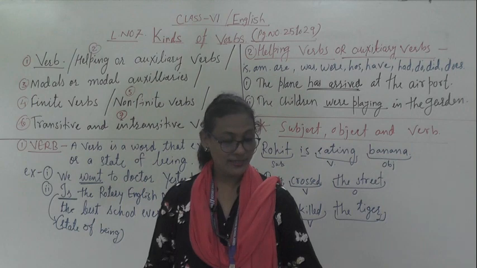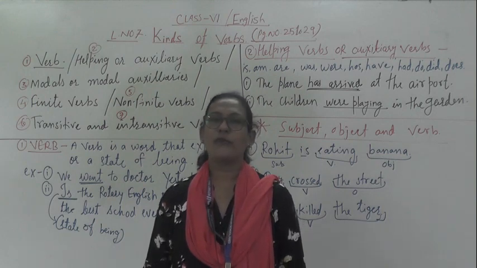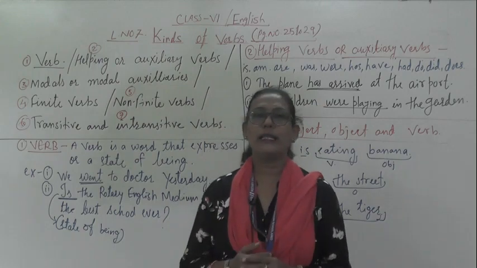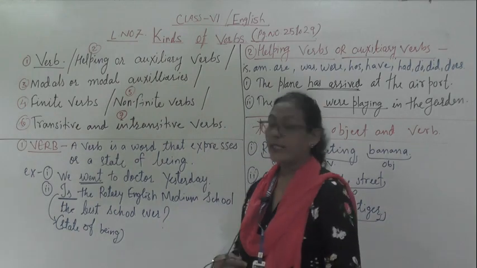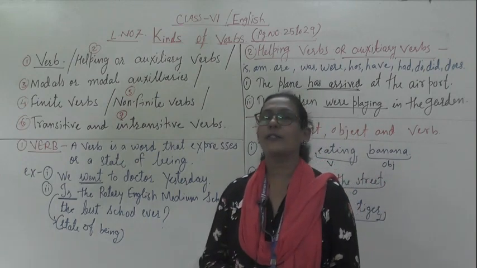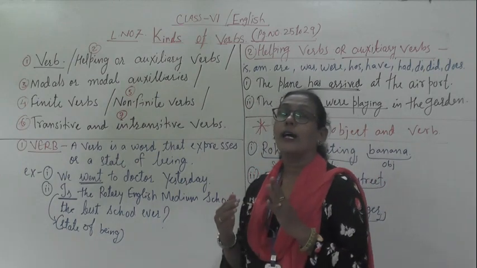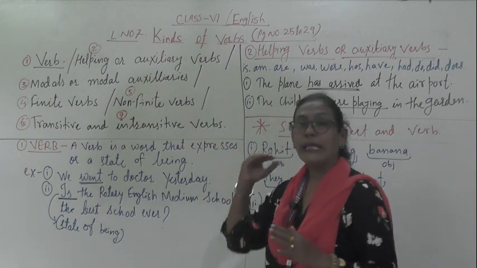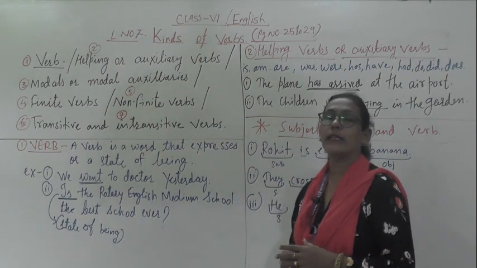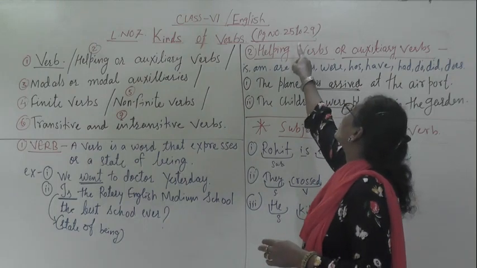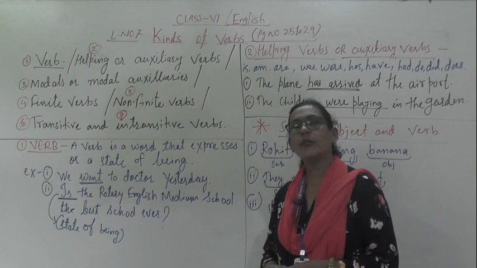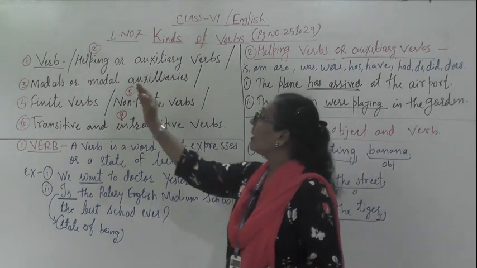Today we will start a new lesson from our grammar textbook. That is lesson number 7. Lesson number 7 is kinds of verbs. In our grammar textbook, that lesson is on page number 25 to 29. What are we going to be learning in this lesson?